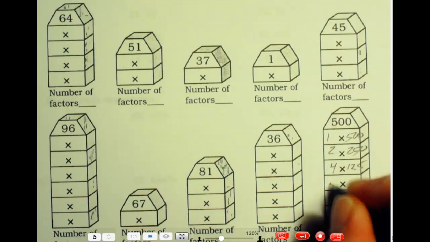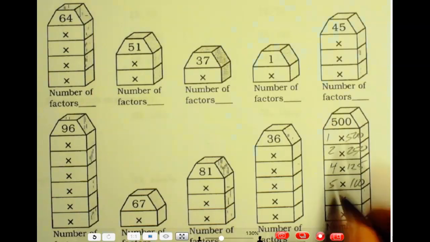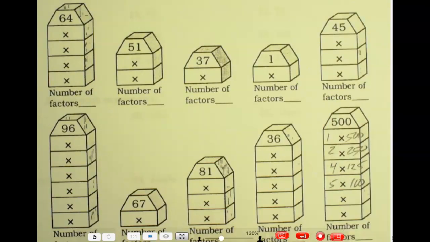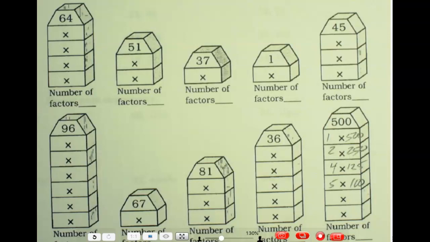5 will go in there 100 times. Let's see, what else would go in there? 6 won't go in there because 3 didn't go in. 7 goes into 490, so 7 is not going to go into 500. 8 goes into 400, but 8 doesn't go into 100, so 8 won't go into 500. 9 won't go in there, sum of the digits. 10 will go in there 50 times.